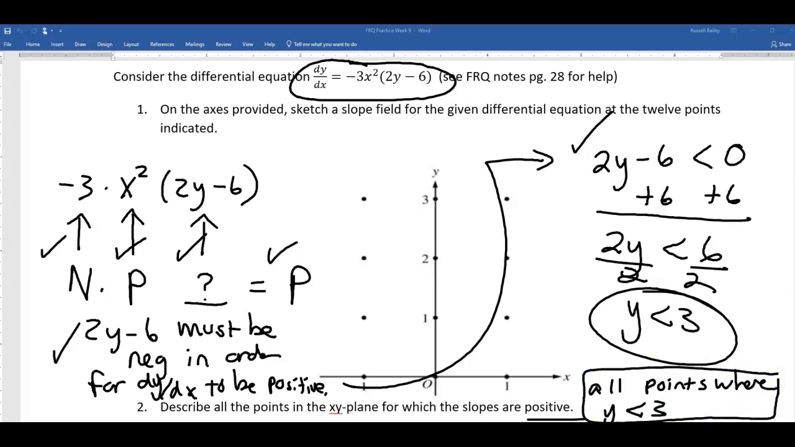Okay, so I've seen that question a couple times on FRQs. It's not a real popular one, but it's popular enough to where I've seen it a few times. But the point there is you have to kind of analyze your differential equation and ask, what would that piece have to be in order to get what they want? Then you set up your inequality and you solve it.